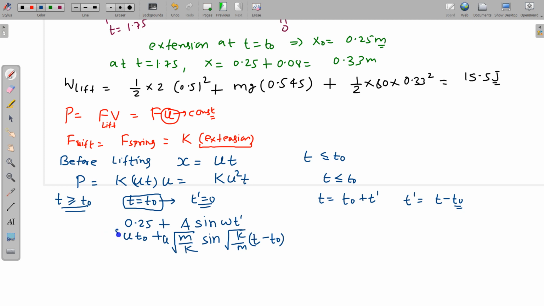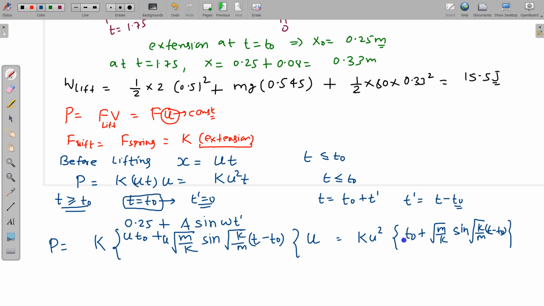Extension multiplied by k is the spring force. Spring force multiplied by velocity u is going to be the power. So this is the power for t greater than or equal to t naught. You can simplify it and write it like this. u is common from this, and u is also here, so it will be k u square. So this is k u square times t naught plus under root m by k sin of root k by m times t minus t naught. So this is the power for t greater than t naught, and this is the power for t less than or equal to t naught.